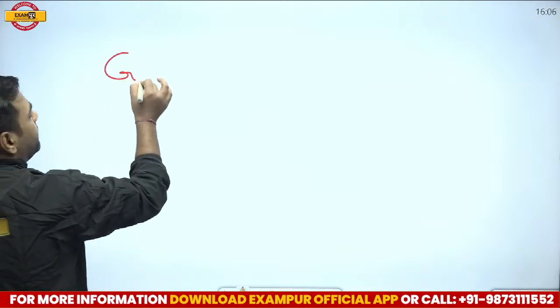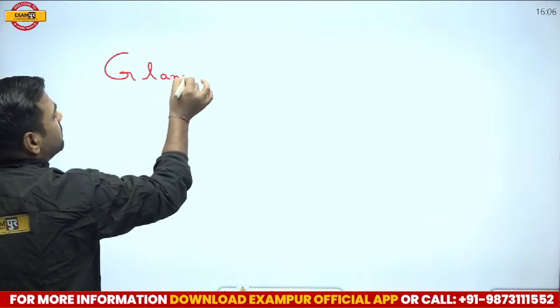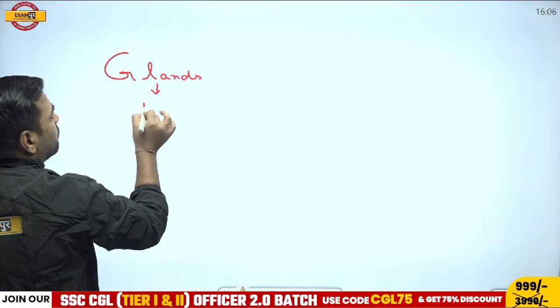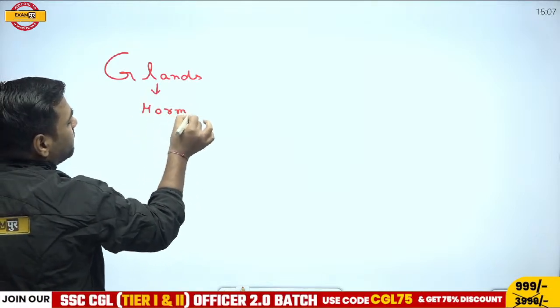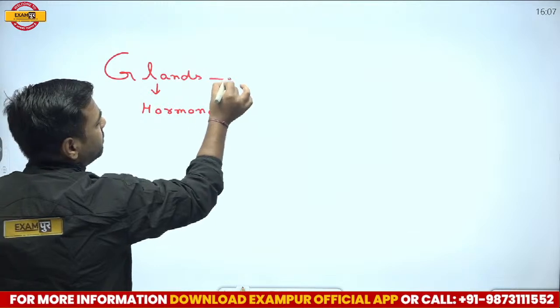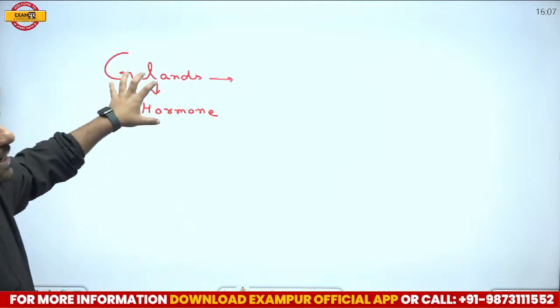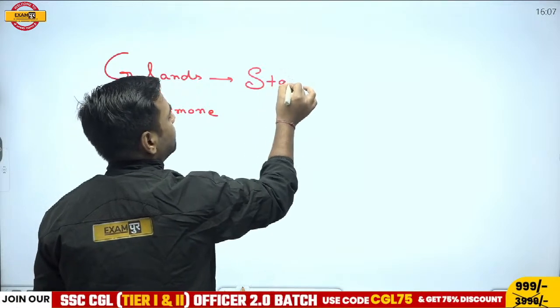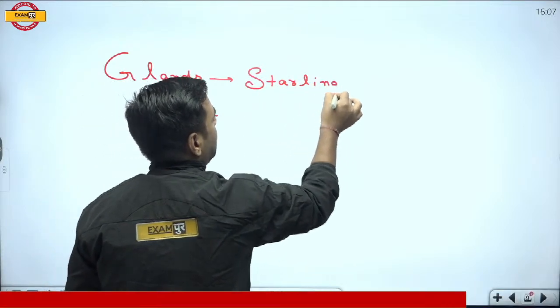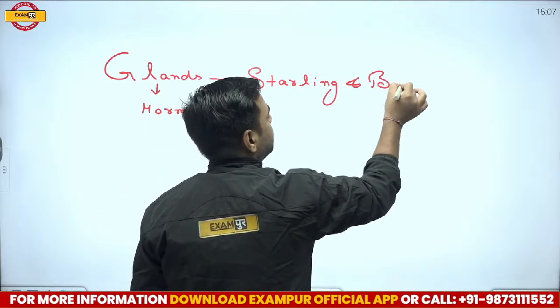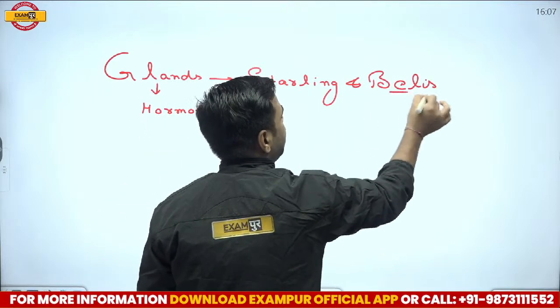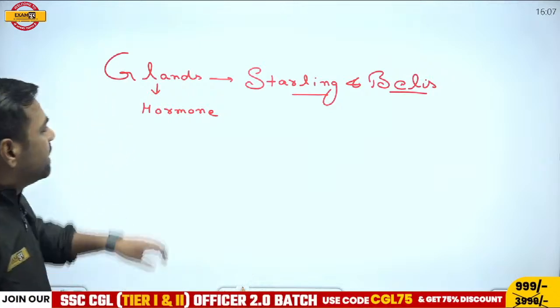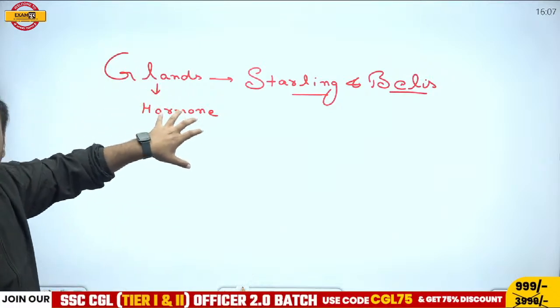First of all, if I talk about glands, glands are the ones from where we get hormones. Now, there must be someone who has given this name. This is actually asked in the examination. This gland's name was given by Starling and Bayliss. So Bayliss and Starling were the ones who gave this name, glands.